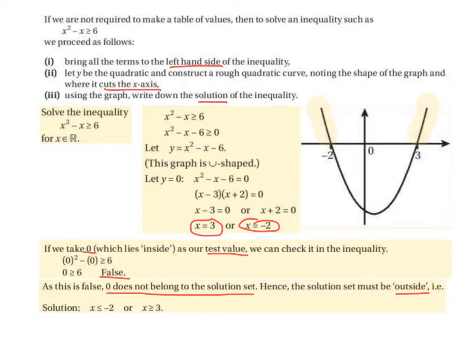Now, if we had substituted 0 in and we'd gotten a true statement, it would have meant that this part of the graph was the solution. So all these x values would have been our solution. So it would have been x values from minus 2 to 3. So it would have been x values greater or equal to minus 2 or less than or equal to 3. But it did not work out that way. We actually got a false statement. So it means everything that's outside of minus 2 and 3. So everything to the left of minus 2 on the x-axis and everything to the right of 3 on the x-axis.